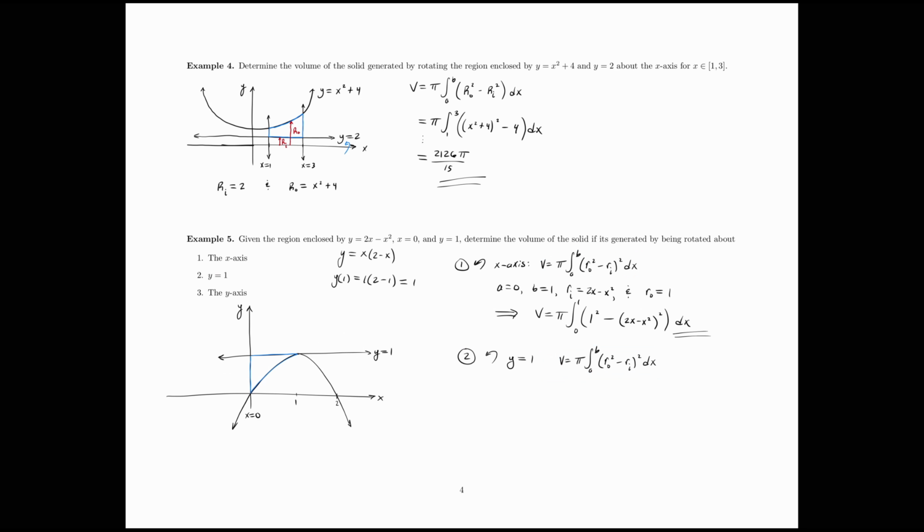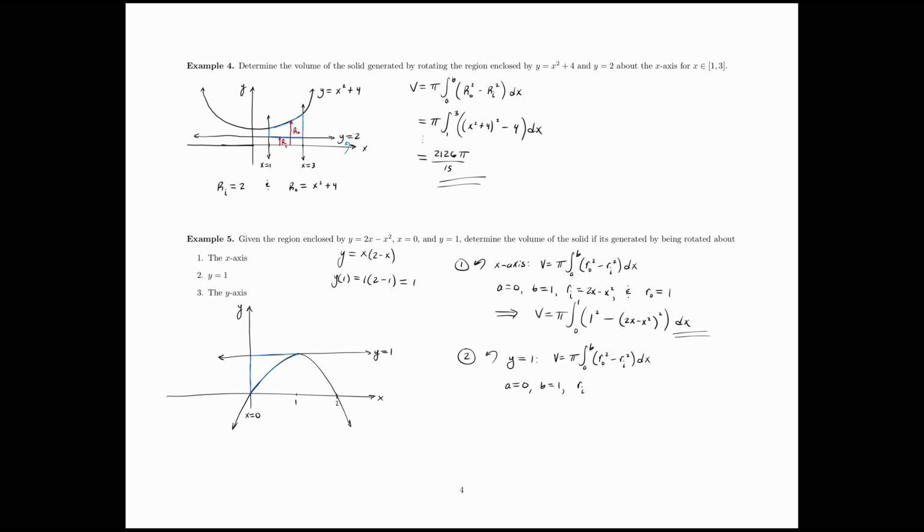We've got the integral from a to b of outer squared minus inner squared. Oops, I just realized I wrote my parenthesis on the wrong side. The square should be here, I actually wrote it on the outside. My apologies. This was correct here though. Okay. So same thing. Our a and b are the same as the previous time, so from 0 to 1.